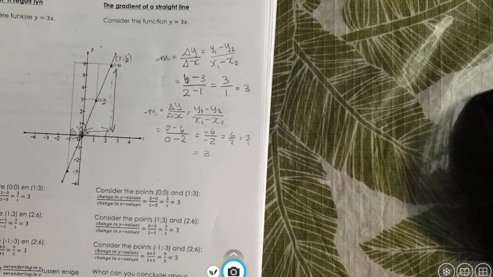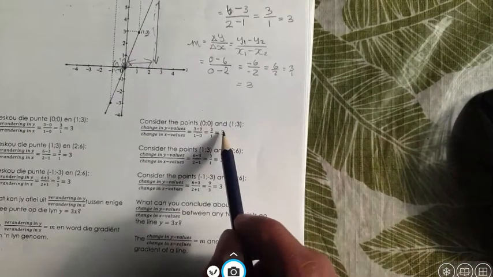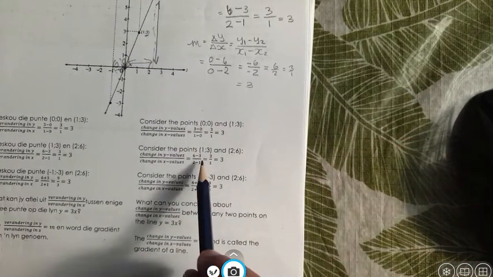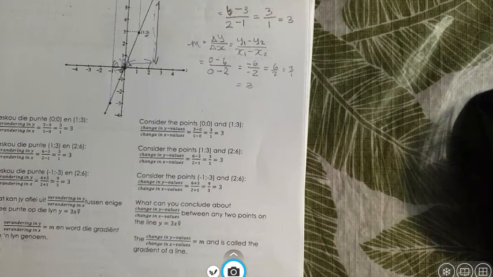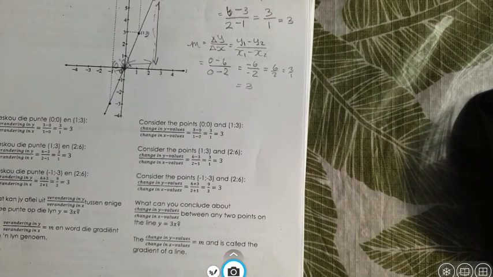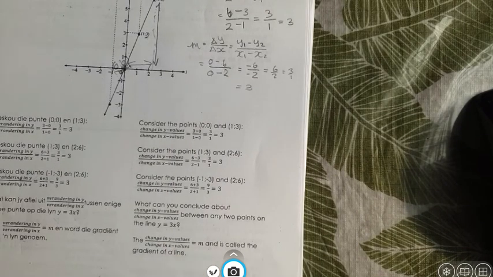But, what do they tell us further from there? That is just a quick example. Consider the points 0 and 3. Consider the other points 1 and 3. And then consider the other points. So it's just the change in y values, and what can you conclude about that? We can see that the line has a gradient or a slope of 3x. So how do we determine m? M is called the gradient of a line, and it is determined by the change in y values over the change in x values. Okay, is everyone good with that?